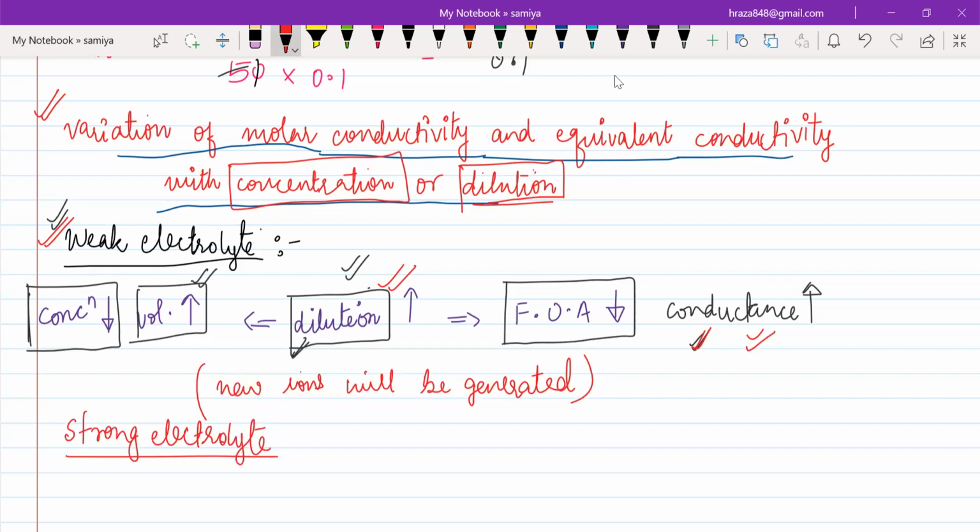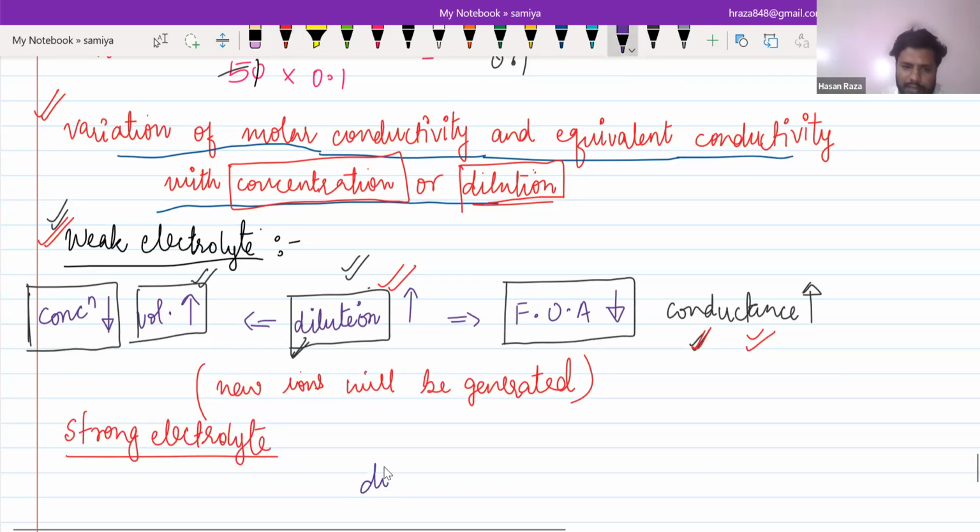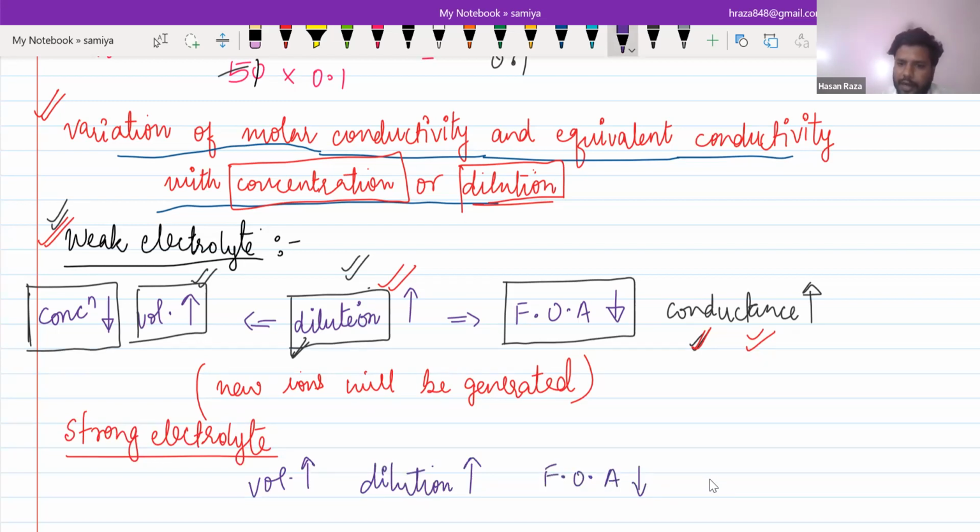Okay. Now see, for a strong electrolyte, again, same. If you are going to increase dilution, that means volume increases. Volume increases, that means force of attraction decreases, that means conductance increases.